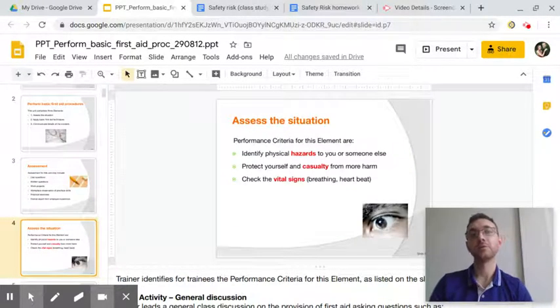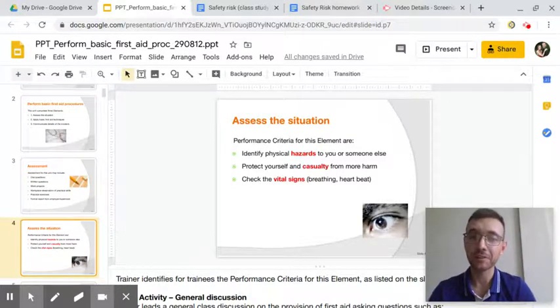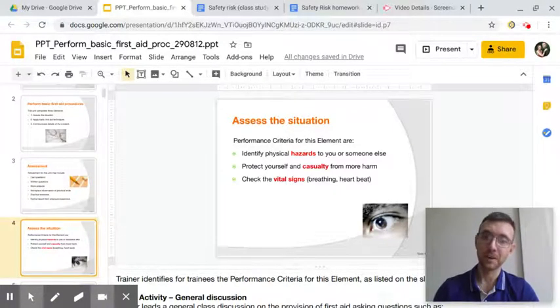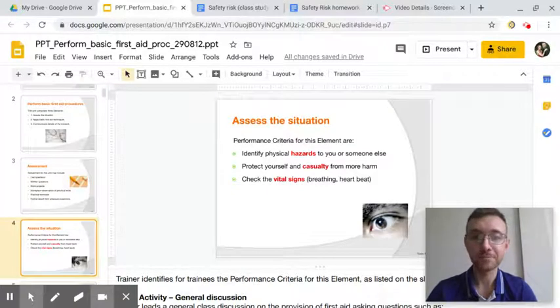Okay, so performance criteria of this element: identify the physical hazards to you or someone else. So again, watch out for certain hazards. We'll talk more about that.